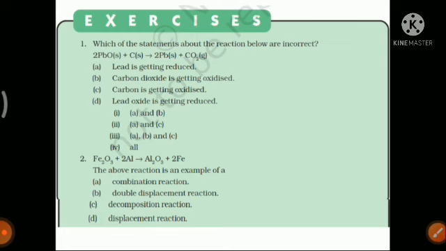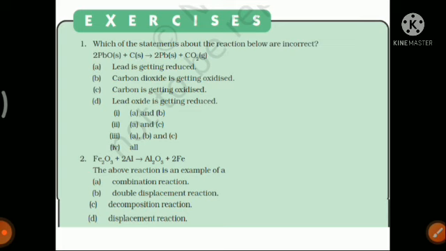Okay, so if you look at the reaction, you see that on the reactant side we have PbO. PbO means lead oxide. And on the product side there is only Pb, that means lead in its solid form. So from this, what can you tell? You can say that lead oxide is losing one oxygen atom. So that means lead oxide is getting reduced, not lead is getting reduced. So the first statement, that is A, is incorrect.